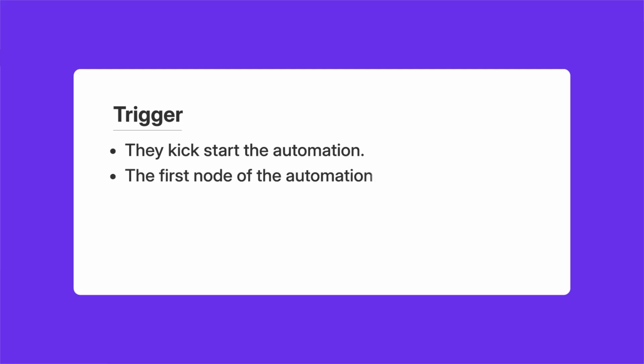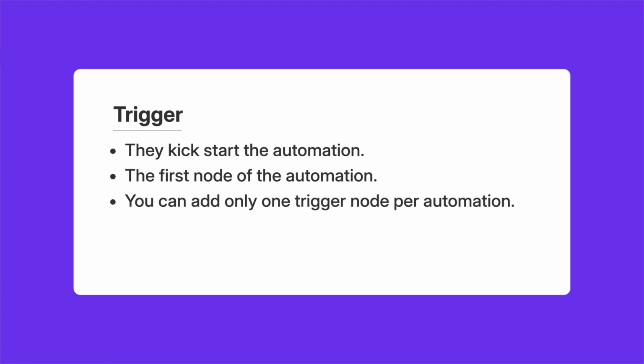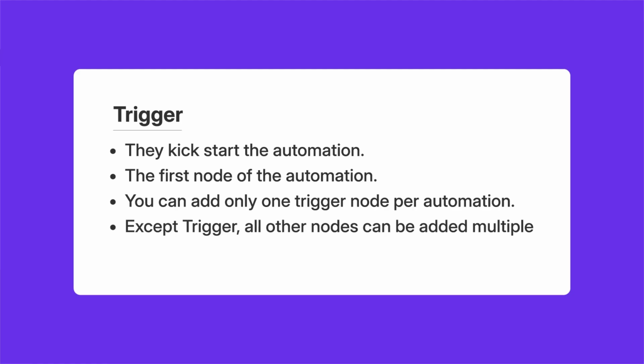Let's start with triggers. Triggers are extremely important because they are the nodes that kickstart the automation. You cannot proceed with building a flow unless you place a trigger node at the very beginning. The trigger is always the first node of the automation, and since only one event can initiate an automation flow, you can add only one trigger node per automation. Except trigger, all other nodes can be added multiple times in an automation flow.